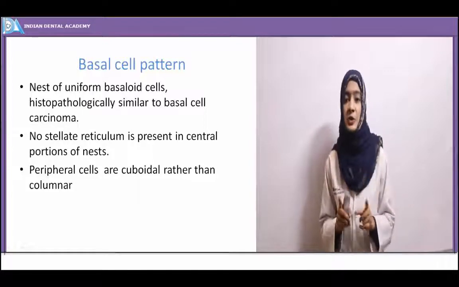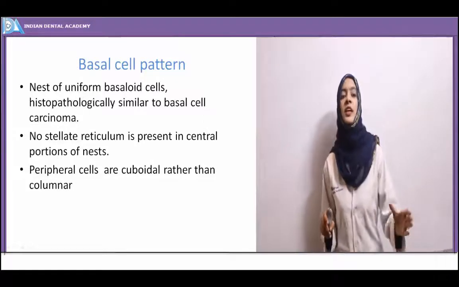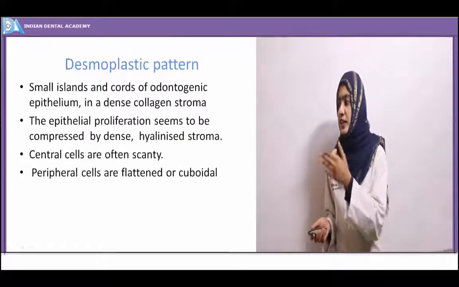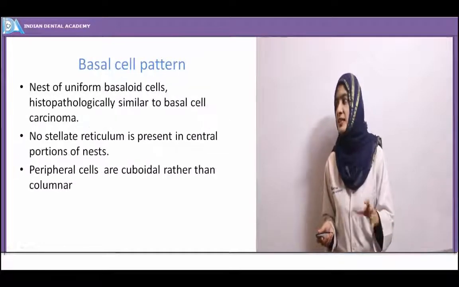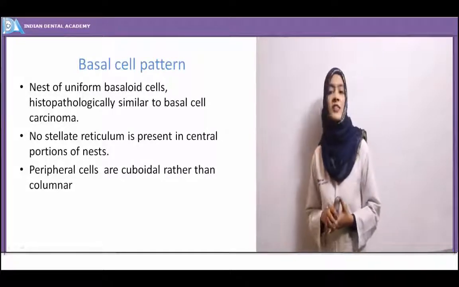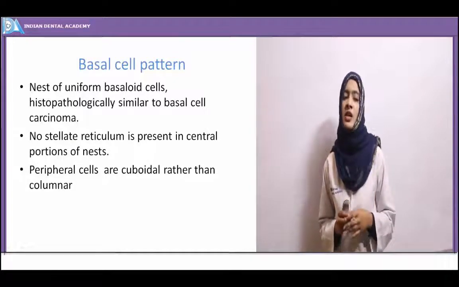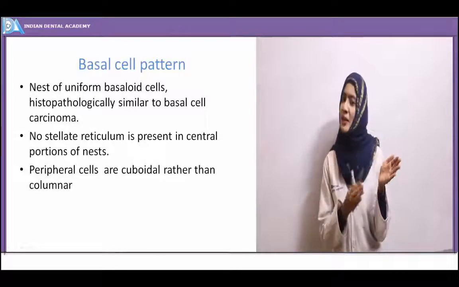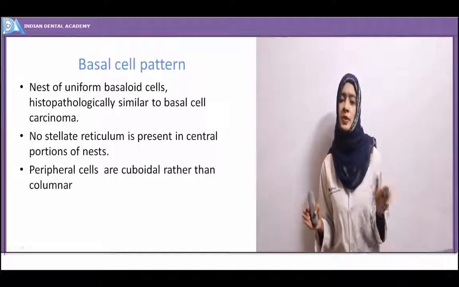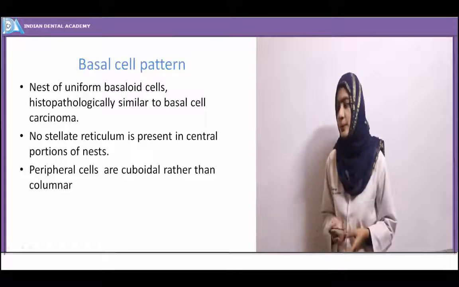No stellate reticulum is present. So stellate reticulum initially was very prominent. Then in the acanthomatous pattern it is undergoing metaplasia. Then in the desmoplastic pattern it is becoming scanty, and when it comes to the basal cell pattern there is no stellate reticulum at all, and the peripheral cells become cuboidal in nature rather than tall columnar cells. So both the ameloblast-like cells and stellate reticulum-like cells are characteristic in all the histopathological patterns of ameloblastoma. Only the variation in their appearance is characteristic of each type.